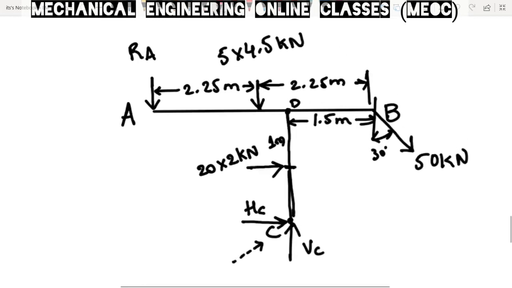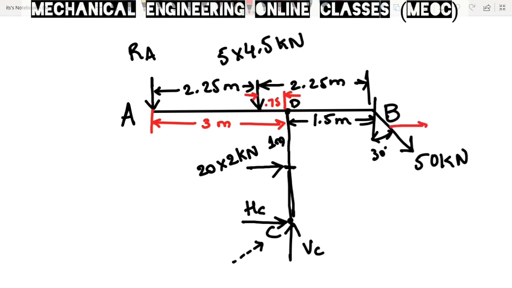Now let us complete the FBD. It is given that A to D is 3 meter. So let us also find this. This is 2.25 minus 1.5, which is 0.75. Then let us split this.